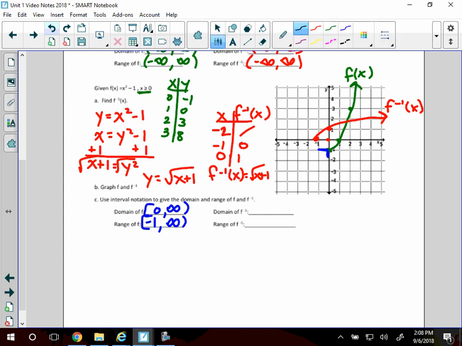When I go to look at the inverse function, the domain, so my x values, I start here at an x value of negative 1. I'll have brackets. And it goes all the way to the right. That's infinity. And then my range, that's the y values. So my smallest y value is at 0. And it goes up forever, so that's positive infinity.